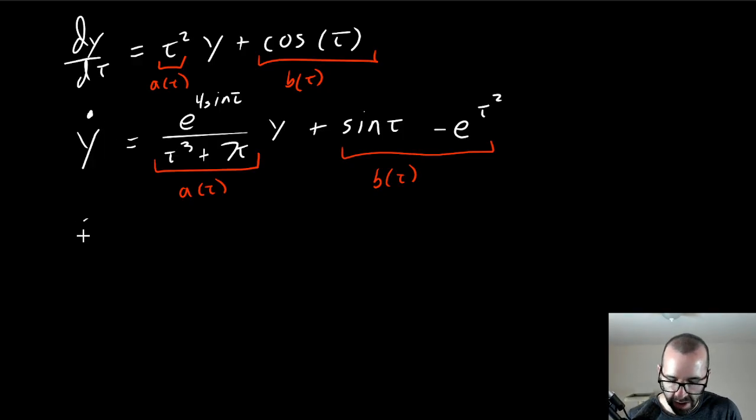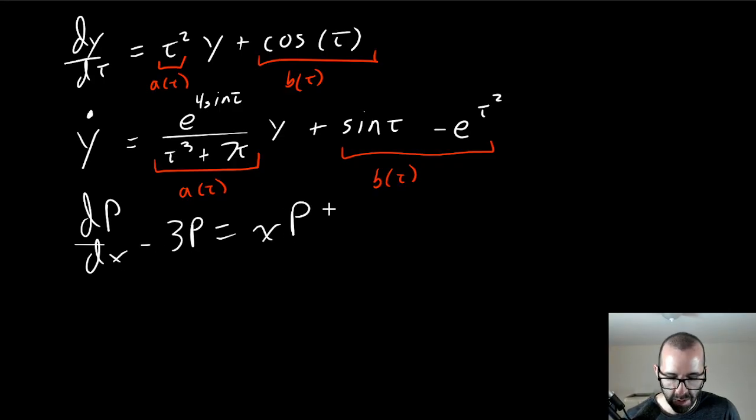And I can go on, right? We can use other variables. It could be dp/dx minus 3p is equal to x times p plus 2, right? It doesn't have to be in standard form, right? We can add the p over to both sides, right?